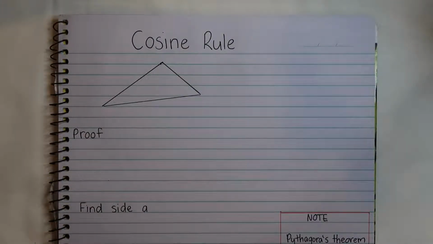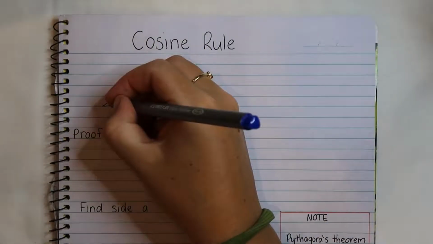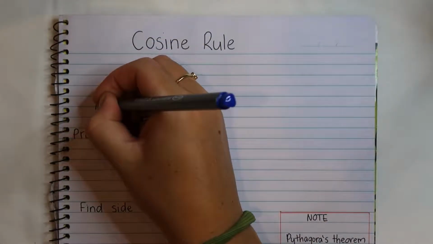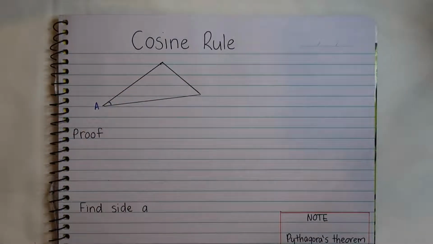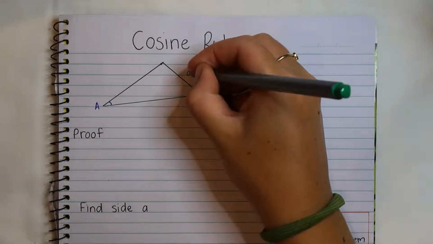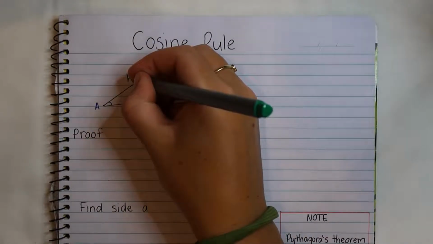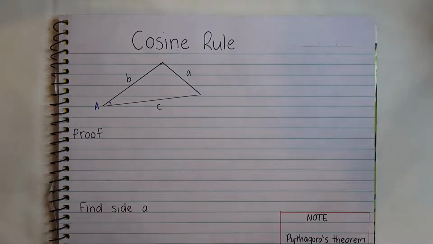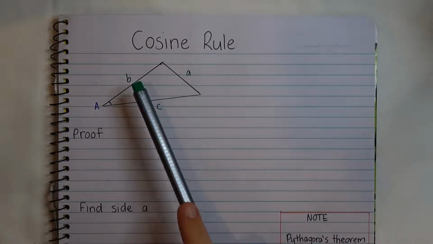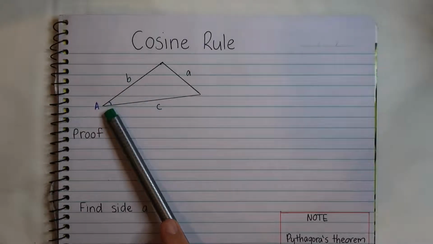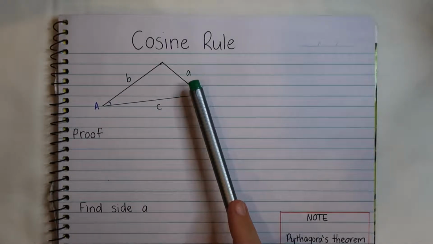This lesson is focusing on the cosine rule. So let's say I know this angle. Let's call it angle A. Therefore, this side is going to be called side A, side B, and side C. So let's say I know B and C and angle A, and we're going to solve for A.